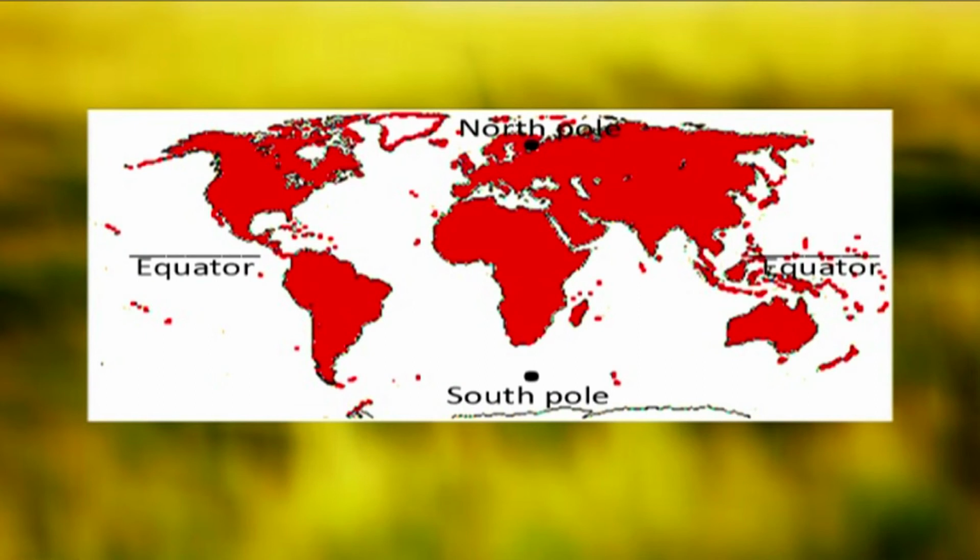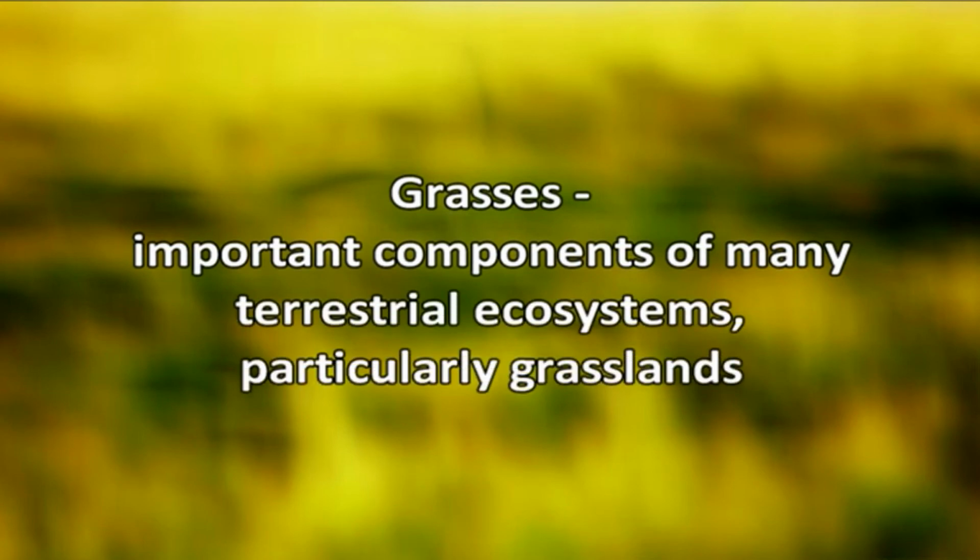Members of this family show a cosmopolitan distribution. If we start from poles to equator, we see everywhere grass is growing. If we start from sea level to the mountain peaks, everywhere we see the grasses. Not only in all types of altitudes and latitudes, but also in all types of climates and habitats. Grasses are everywhere. Grasses are basically important components of many terrestrial ecosystems, particularly grasslands.